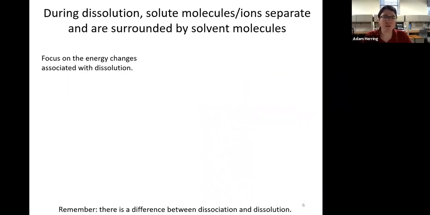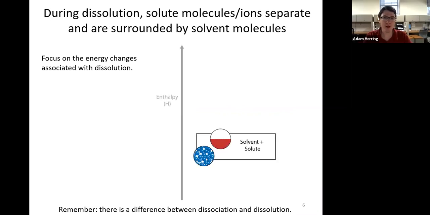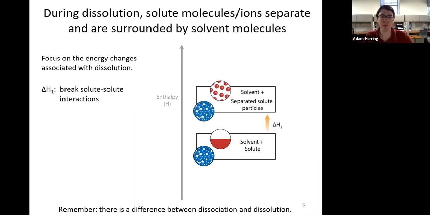Let's now look at the energy changes that are occurring when the full dissolution process occurs. Let's say that we have a solvent and a solute. And for the purposes here, it doesn't actually matter if we're talking about an ionic solute or a molecular solute, because what we see is one of the first steps is to break the solute-solute interactions. So if it's an ionic compound, that would be breaking apart into ions. If it's a molecular compound, then it's breaking the molecules apart from each other.